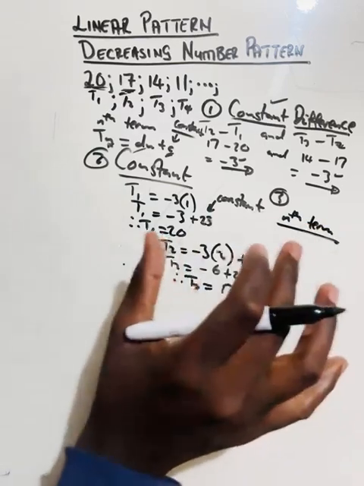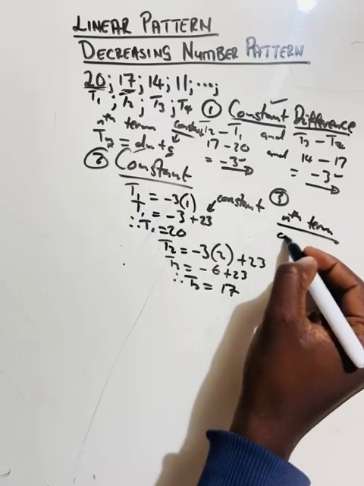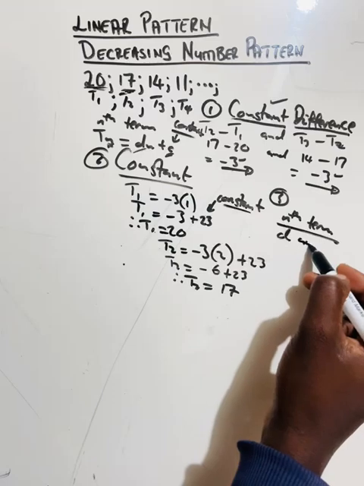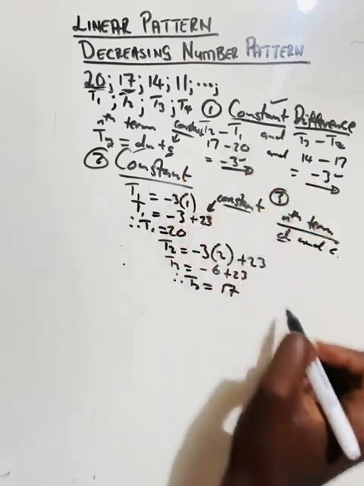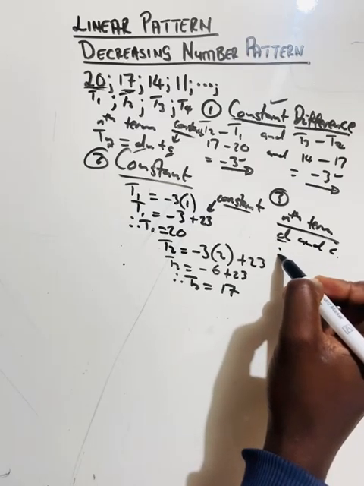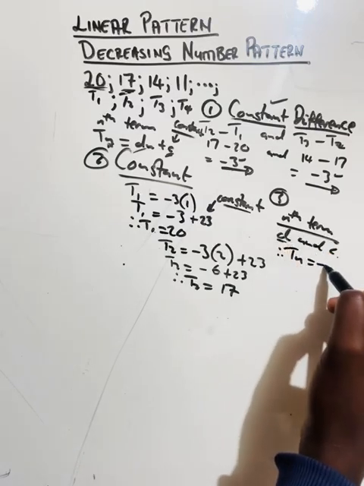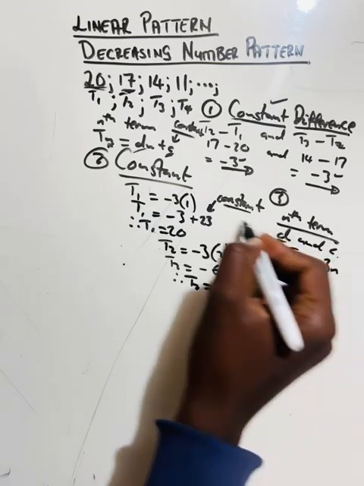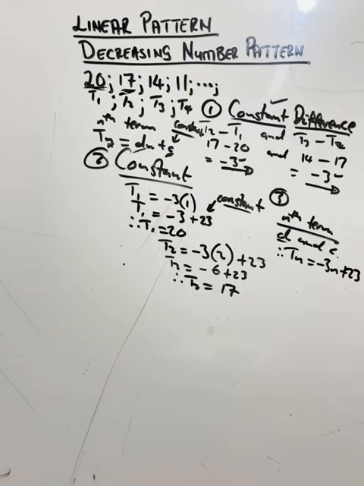And I said, whenever you ask for the nth term, there are 2 items that they are asking for. The constant difference, which is denoted by letter D, and the constant, which is denoted by letter C. So, we now know our constant difference is negative 3. So, we come here and we say, therefore, Tn is equal to negative 3 multiplied by n, which is negative 3n, and our constant, which is positive 23. There. So, this is the nth term.